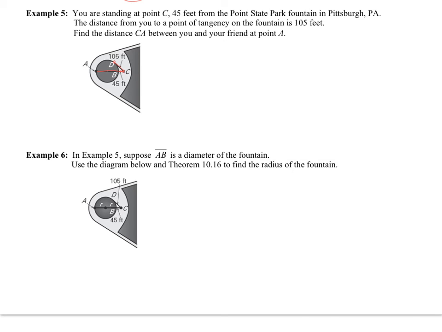So again, you will have to use theorem 10.16. We can set it up as CB times CA will equal CD squared. CB, we know it's 45. CA is what you want to calculate. CD is 105 squared. So CA, once you simplify this, should be 245 feet.